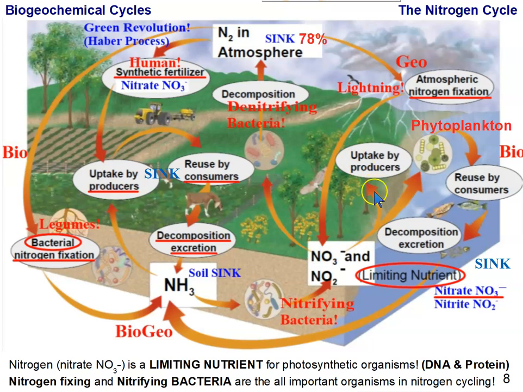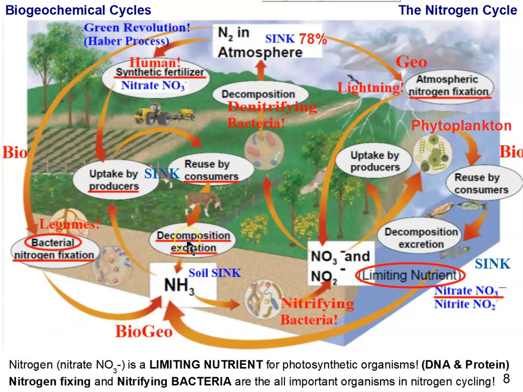So uptake by producers, this is the arrow that I meant to point to here. Uptake by producers, same as ammonia. So ammonia and nitrate, and I underline, this is nitrite and nitrate. I underline nitrate here to make the point that nitrate's the important one, the one that can be directly incorporated into plants. Nitrite needs to be turned into nitrate by nitrifying bacteria. So nitrogen-fixing bacteria are taking nitrogen gas from the air and turning it into ammonia, which is available to producers. Nitrifying bacteria can take that ammonia and turn it into nitrite, and then nitrate, making that available to photosynthetic organisms.